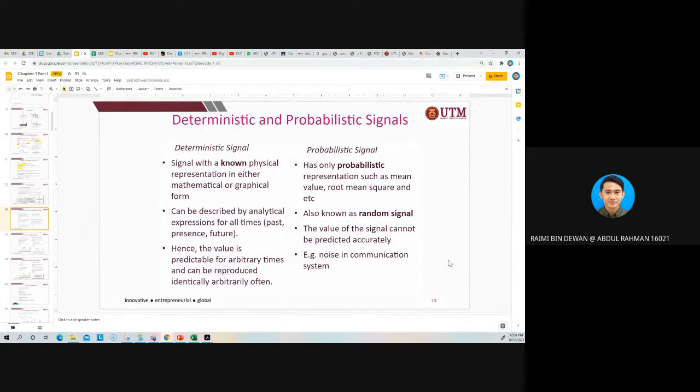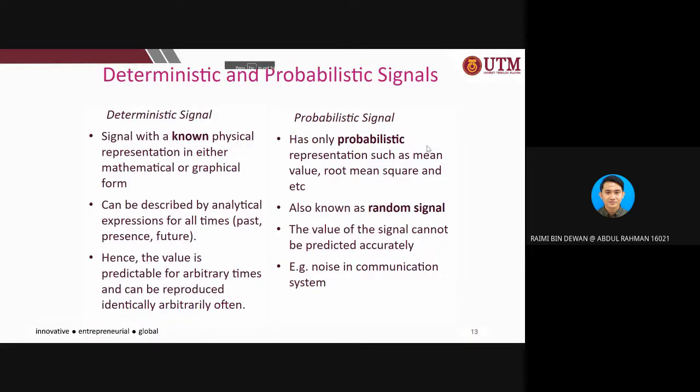Then a probabilistic signal is a signal that is probability-based. You can only know its probability representation, such as mean value and root mean square, RMS. It is also known as a random signal. This probabilistic signal cannot be determined accurately. So, for example, noise.